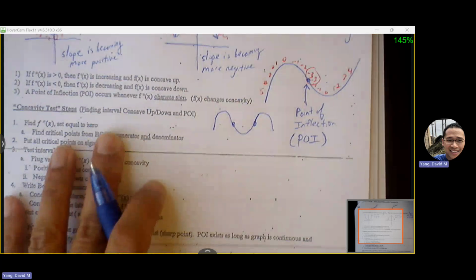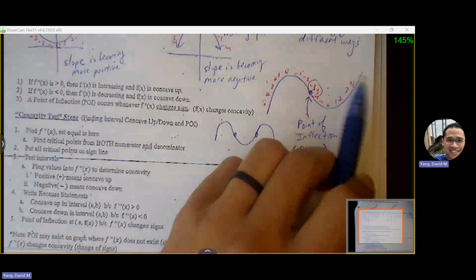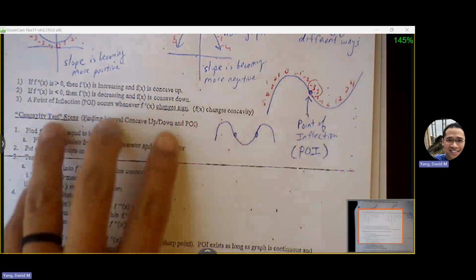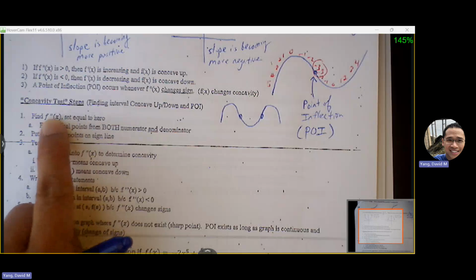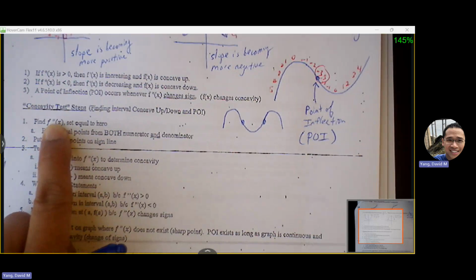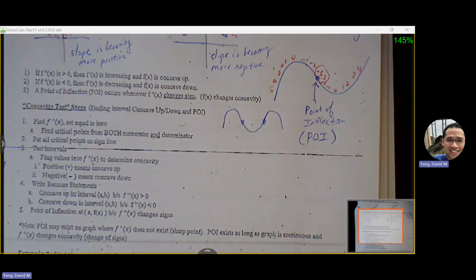So our test for concavity, we're going to find intervals where our graph is concave down, where the graph is concave up, and where there's a point of inflection. And the way we do this through calculus is we're going to get everything from the second derivative function. So remember the first derivative test, we set f prime equal to 0. We create our slope sign line. Now we're going to find our f double prime function, find the critical points from f double prime, and then create its sign line.